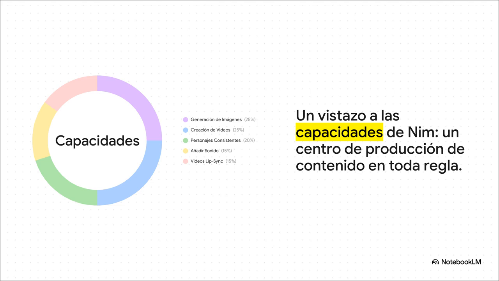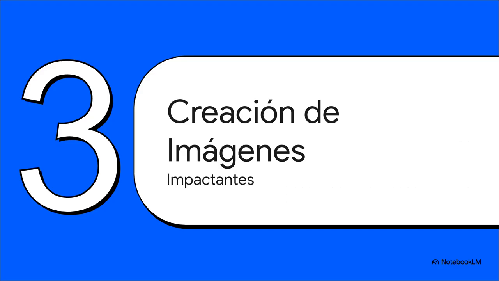But beyond the names of the models, what really matters is what you can do. And this is where Nim becomes a true production hub. You're not just generating images and videos, you can maintain consistent characters between scenes, add sound, and even do lip syncing. It's the entire workflow from start to finish. All right, let's dive into its first big promise: image creation.